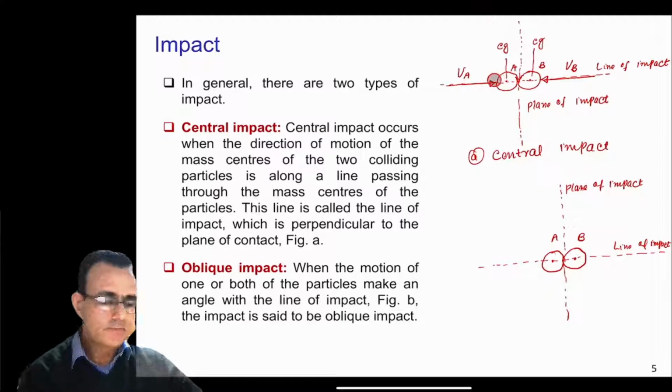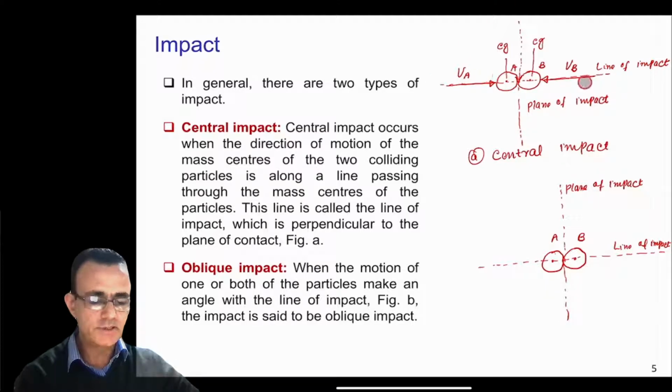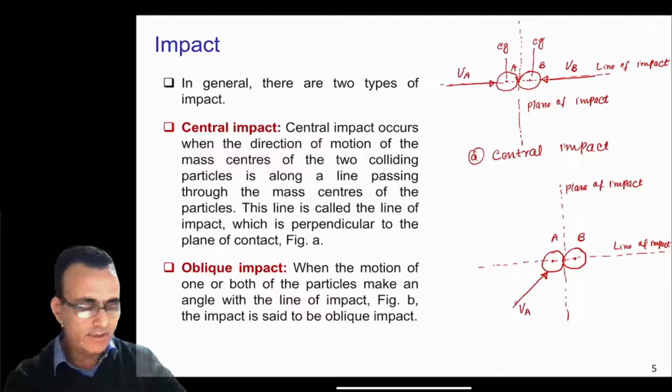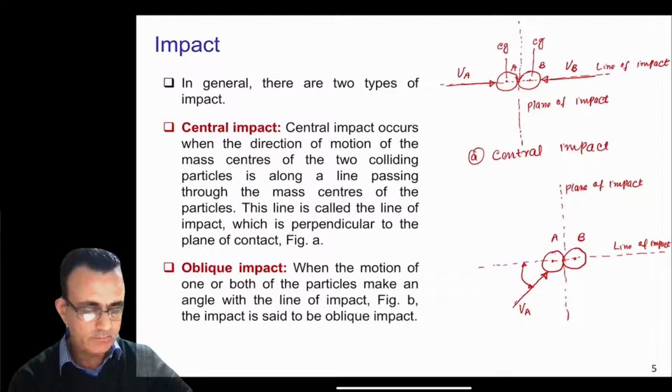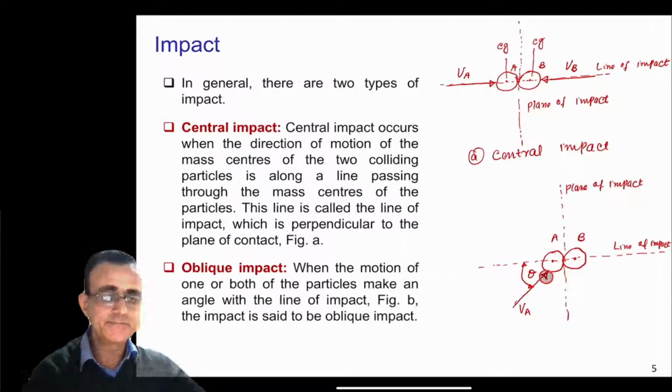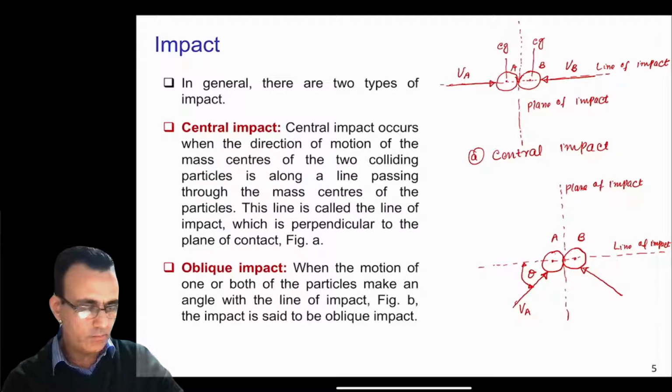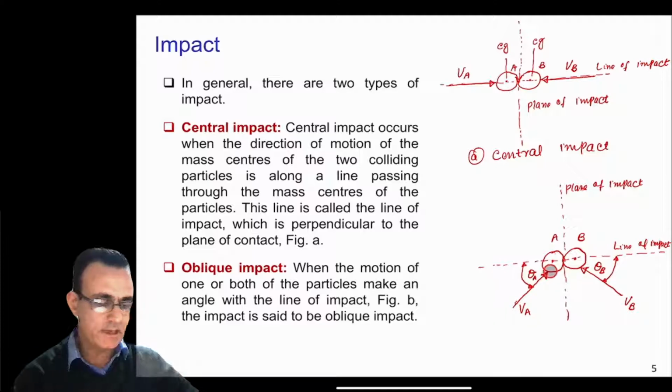Now in the central impact, the velocities of the two particles were along the line of impact. But in the case of oblique impact, the velocity of particle A can be at some angle to the line of impact, and this will be the velocity of particle A, and the angle it makes with the line of impact will be represented by theta here. This means that the velocity is now not along the line of impact, and similarly particle B can have a velocity in this direction here. This is angle A, and this is maybe angle B here. So this type of impact, where the velocities are at some angle to the line of impact, is what we call oblique impact.